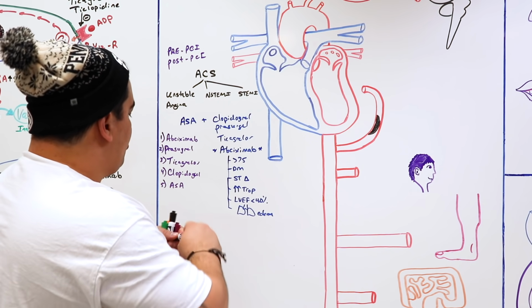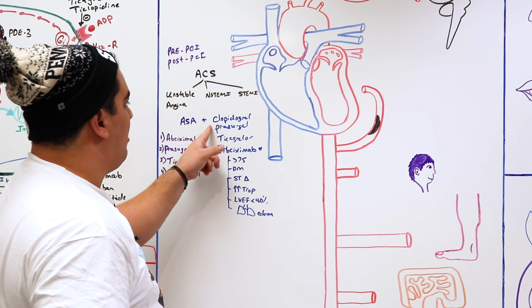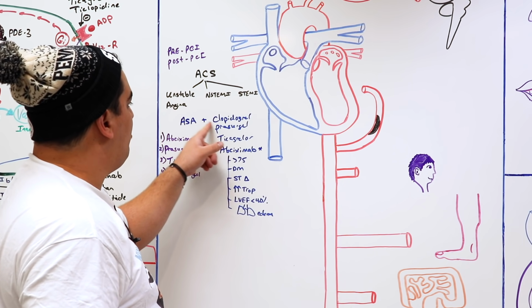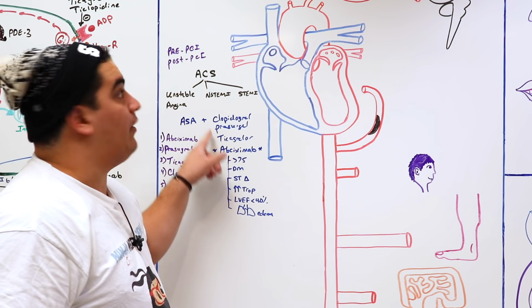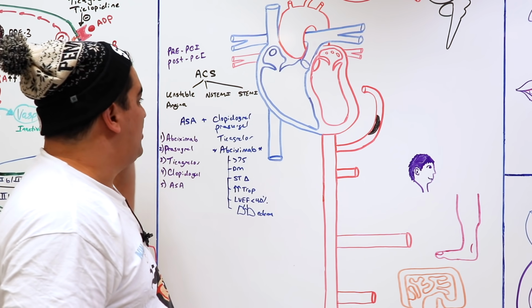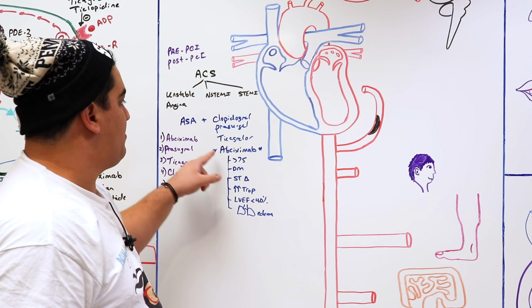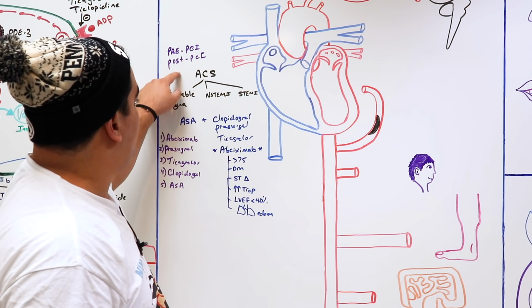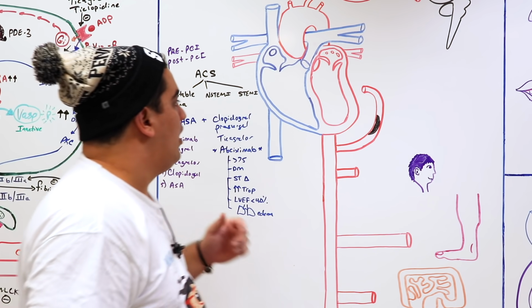And again, it's usually a combo of aspirin and something else. More likely than not, it's aspirin and clopidogrel long-term, aspirin and ticagrelor for the pre-PCI. And in super needed situations, aspirin and abciximab if needed pre-PCI. But usually post-PCI, aspirin, clopidogrel.